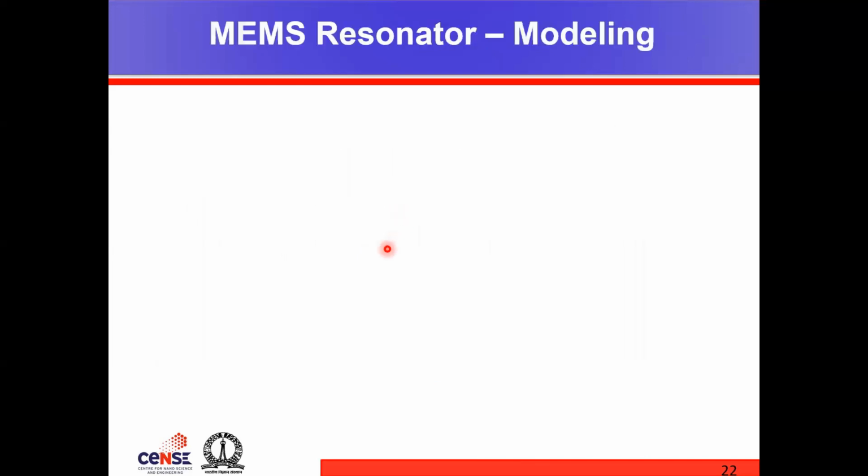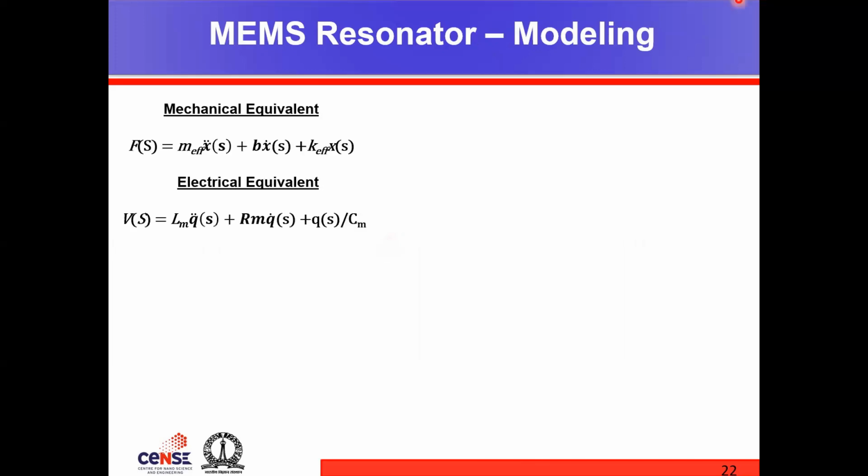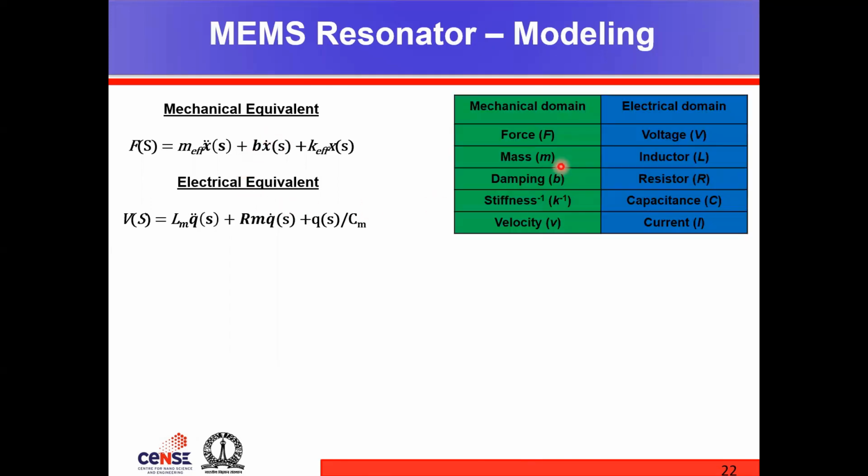In this tutorial, I won't be going much into the transfer function and the equivalency derivation details. However, let us look into these equations, which are the very standard way of representing a single resonant peak system in the mechanical domain, and this is in the electrical domain. So this table shows the equivalency of the different terms in the mechanical and the electrical domain, which most of you would be very familiar with.